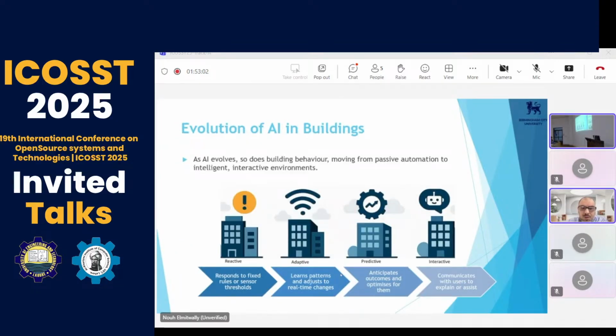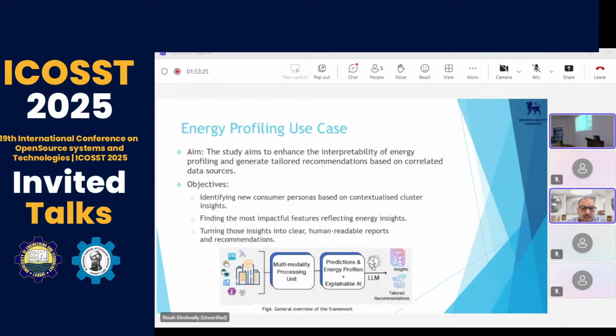The evolution for that was broad, and the journey for AI itself was very challenging. We've moved from simple reactive systems, like thermostats turning on when the temperature hits a certain threshold, to a much more sophisticated environment. Let's move to the energy profiles, as you can see from this slide.